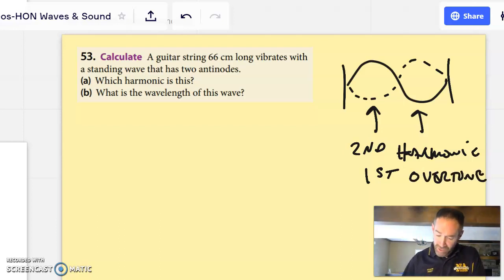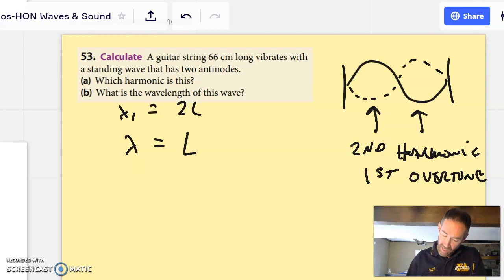And then in part B, what's the wavelength of the wave? Well, the wavelength of the wave in this case is going to be just the length of the string. The wavelength 1 is twice the length of the string, but now wavelength 2 is just the length of the string. So it's just the 66 centimeters.